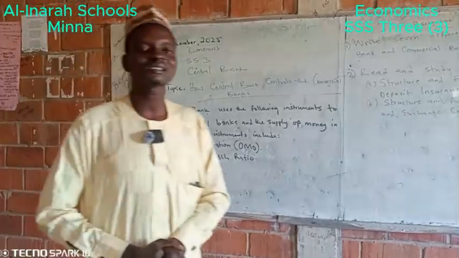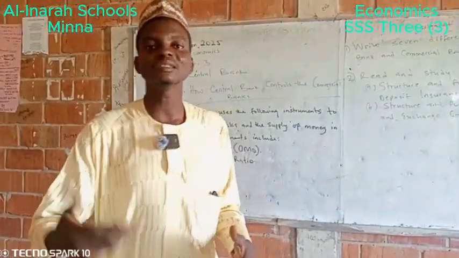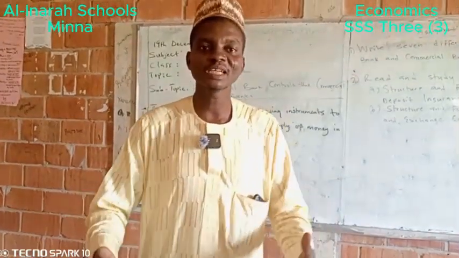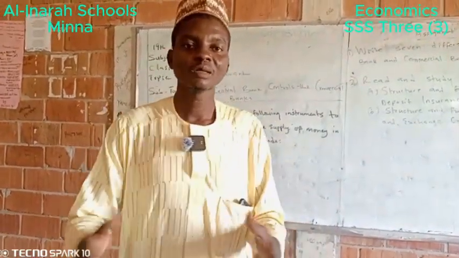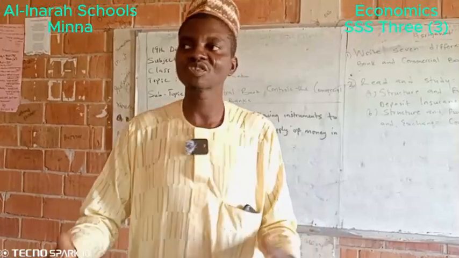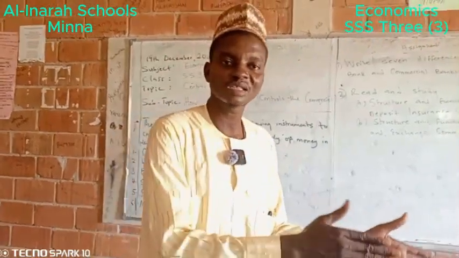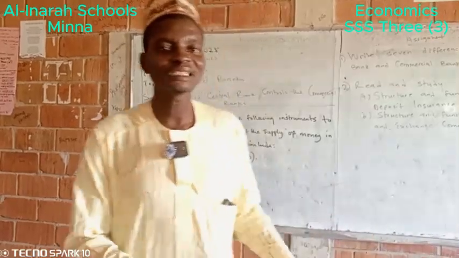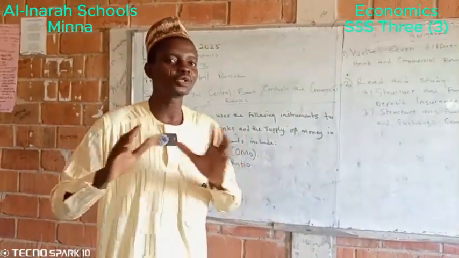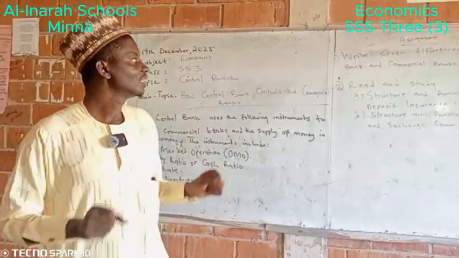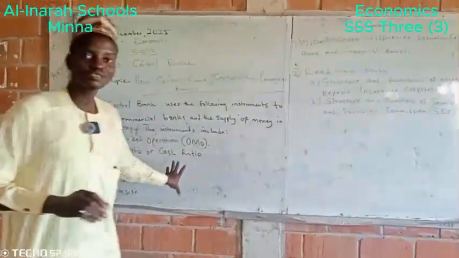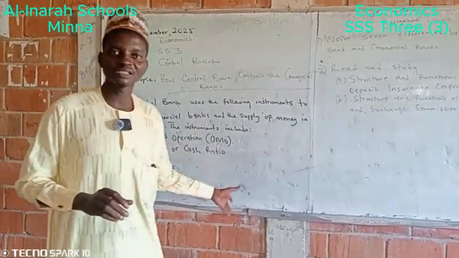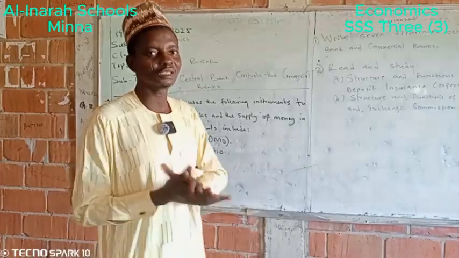Then we have moral suasion. This one is a method of appealing to commercial banks, not using force, but appealing to them. Direct your loan. Whenever you want to give loan to the customer, direct it towards education, direct it towards farming, towards agriculture. But here is just appealing, not using force. Now, as we send our note to you people, you are going to see explanation of all this, summary of it in the note.